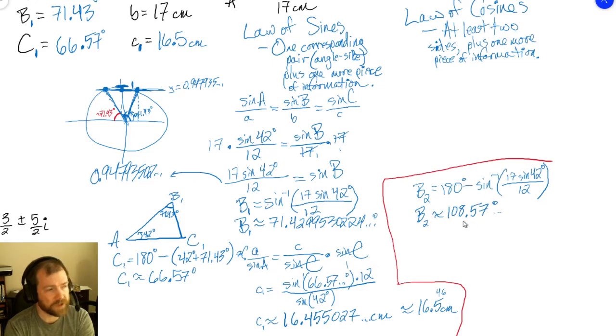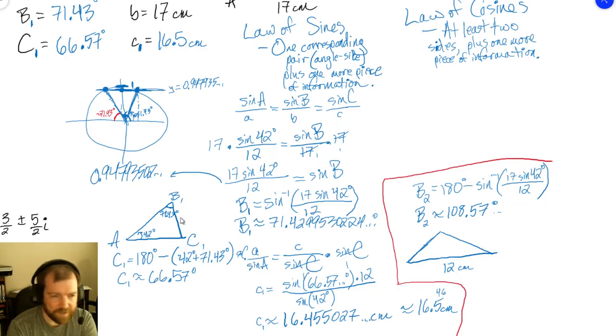Alright, if B2 is obtuse, then what we've got is this same 42-degree angle here, but now B2 is going to be an obtuse angle, 108. So it goes out this far, for this being still 12 centimeters. That's totally 12 centimeters. Not to scale. Alright, so this is still 42 degrees. This is now going to be 108.57 degrees.